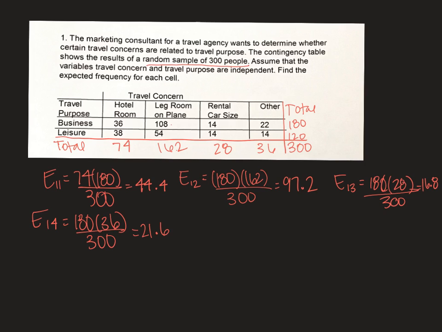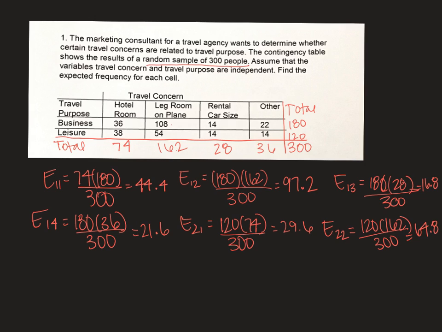$21.6. And then I go to row 2. So row 2, column 1, we got a row total of 120, column total of 74 divided by 300 is 29.6. Row 2, column 2, 120 times 162 divided by 300, is 64.8.